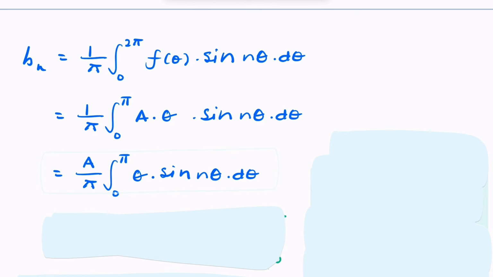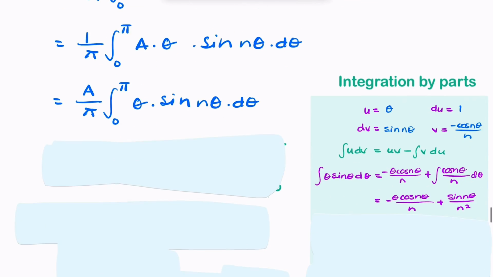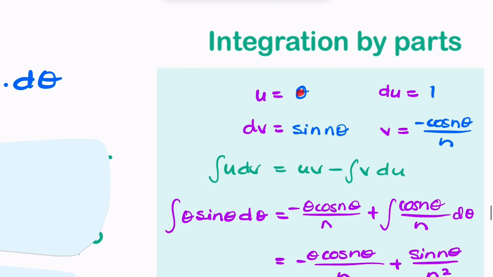And once again, we've got this integral that we're going to need help with. So we're going to integrate by parts again. So I'm going to take my u as theta and my dv as sine theta, or sine n theta. I'm going to differentiate the theta to give me 1. I'm going to integrate my sine to give me negative cosine, and I'll divide by the coefficient of theta, n.